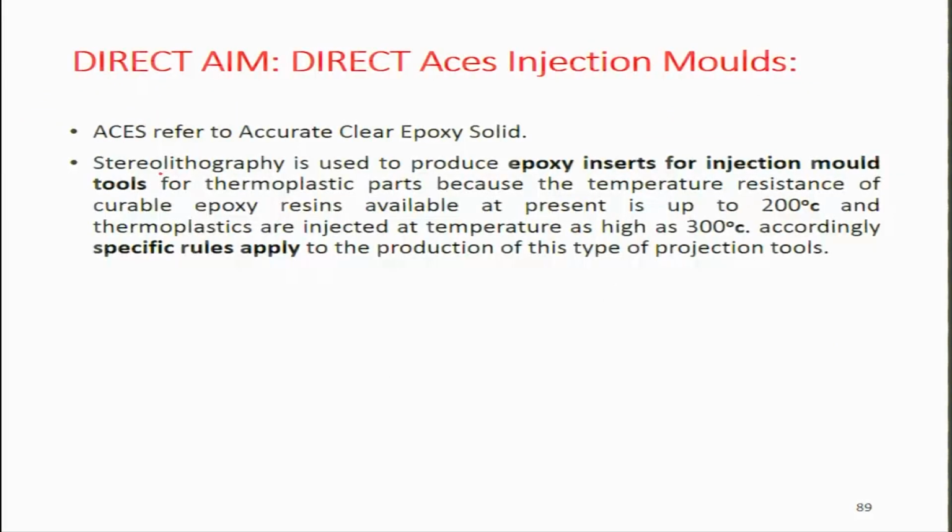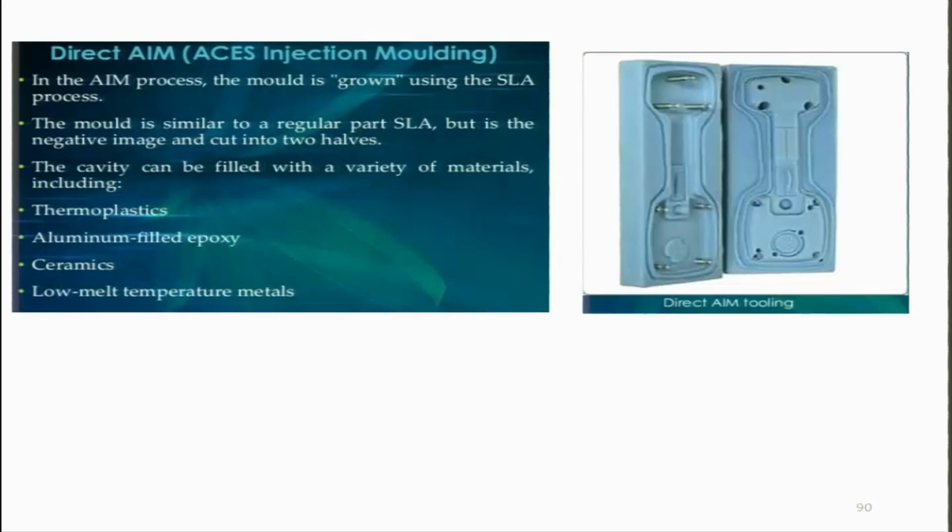In this particular process called the direct access injection mold, it refers to accurate clear epoxy solid. This ACES term comes from solids made up of epoxy. Stereolithography or SLA processes are used to produce the epoxy inserts for injection molds for thermoplastic parts, because the temperature resistance of the curable epoxy resins available at present is up to about 200 degrees Celsius, and thermoplastics are injected at temperatures as high as 300 degrees Celsius. So accordingly specific rules apply to the production of this type of projected tools.